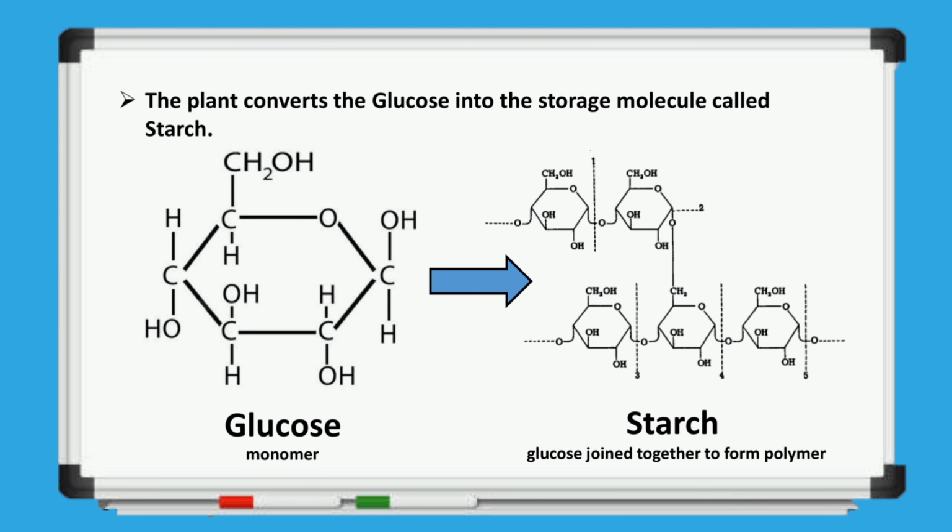So, this is how a simple glucose molecule, which is just a single unit called a monomer, gets stored in the form of starch. Starch is a much larger, chain-like molecule made up of many glucose units linked together. We call this kind of structure a polymer. This is the way plants store energy to use later.